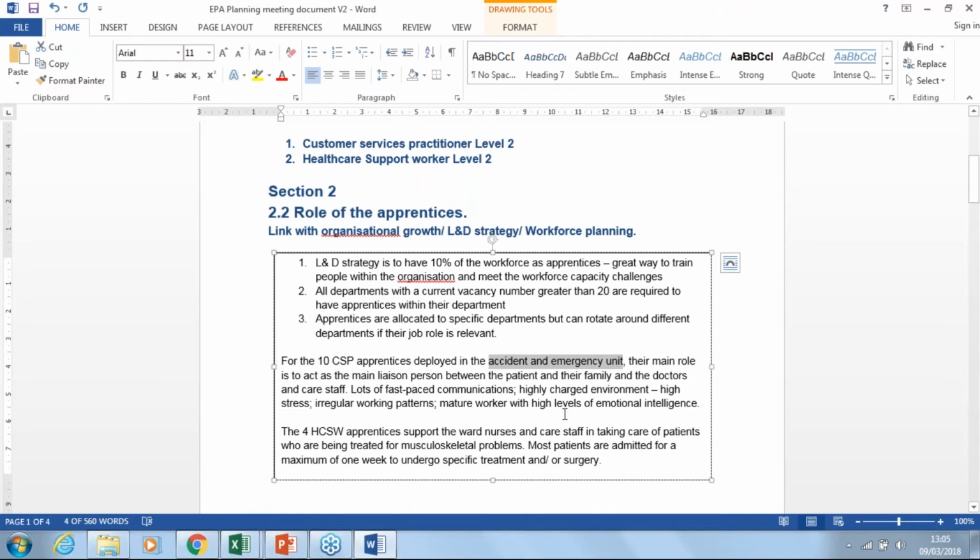Again, for the healthcare support worker apprentices, an example response from the employer provider is that the apprentices are working in wards, supporting the nurses and care. I think specifically we were talking about the orthopedic department. So essentially they're supporting the care, and the nurses are taking care of patients who are being treated for musculoskeletal problems. The patients admitted are probably there for a maximum of 1 week to undergo any specific surgery or treatment that they need.